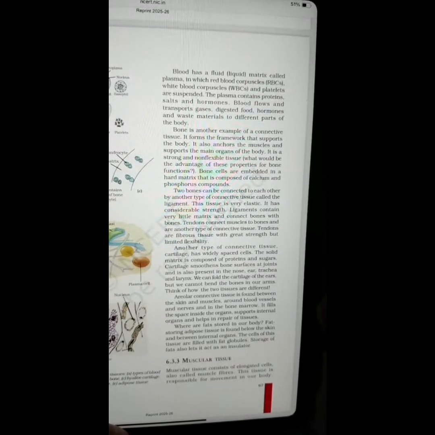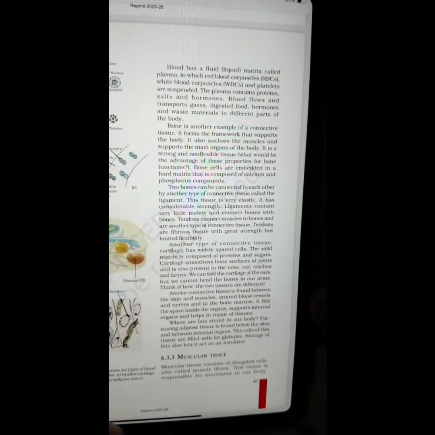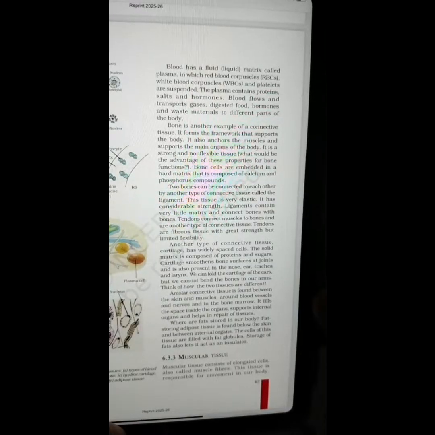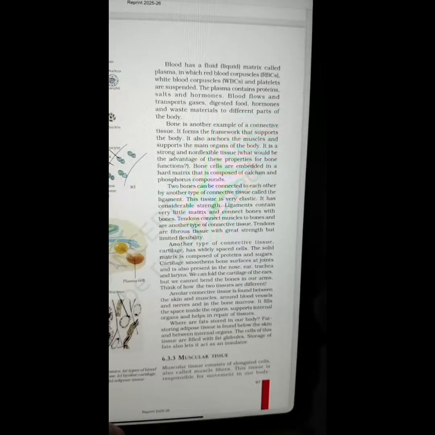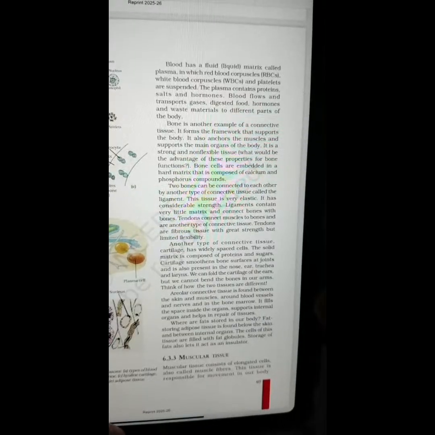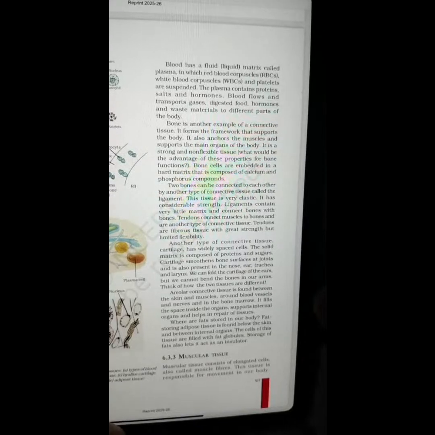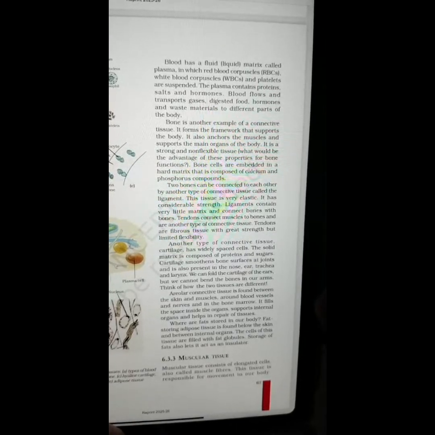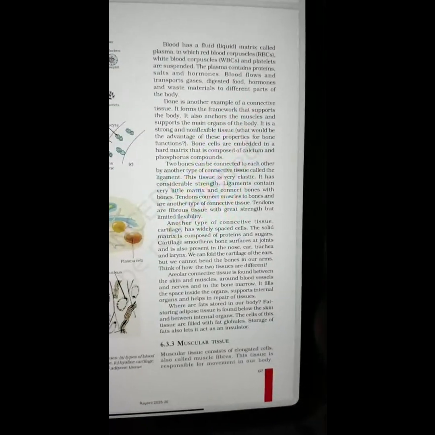Two bones can be connected to each other by another type of connective tissue called the ligament. This tissue is very elastic. It has considerable strength. Ligaments contain very little matrix and connect bones with bones. Tendons connect muscles to bones and are another type of connective tissue. Tendons are fibrous tissue with great strength and limited flexibility. So you prepare a table of difference between these. It will be very useful for your exam.